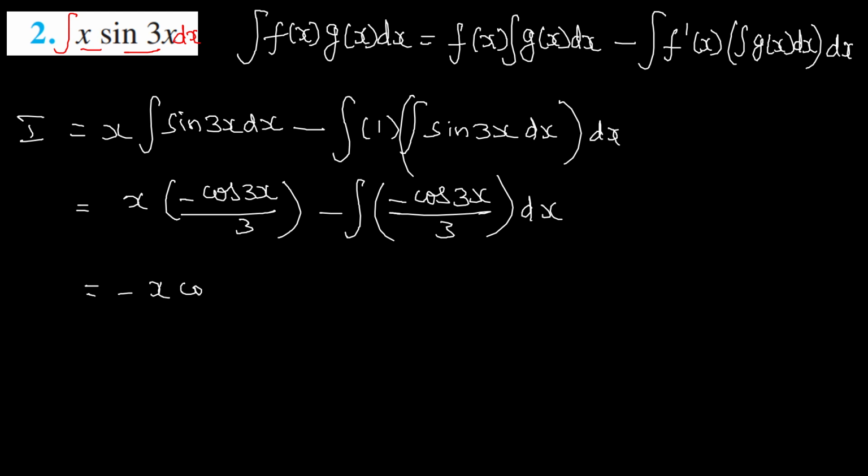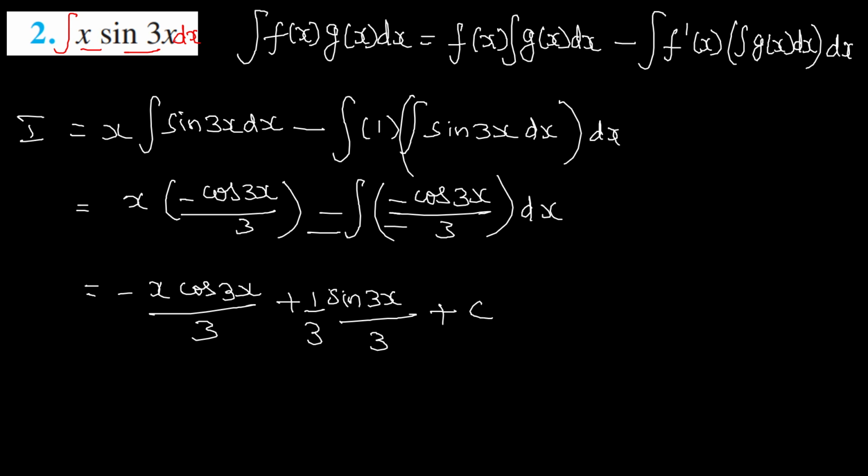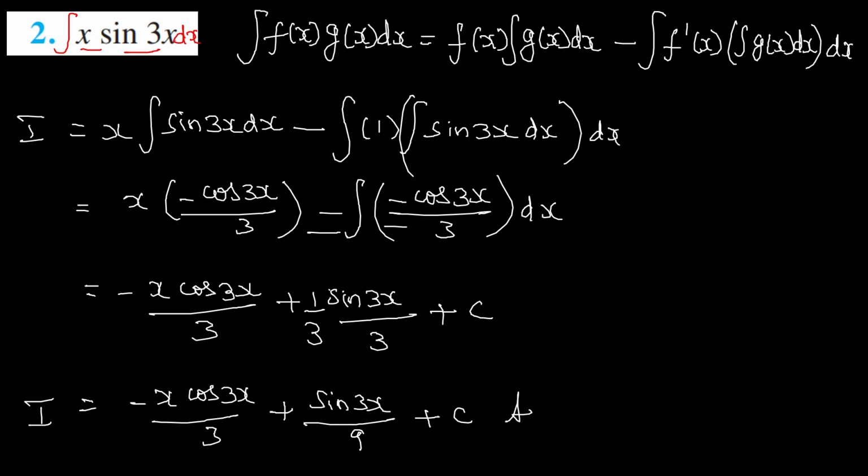So minus x cos 3x by 3, minus into minus, plus integration of cos x dx is sin x. So here we get sin 3x. Already we have 1 by 3, for 3x it is 1 by 3, plus constant. So minus x cos 3x by 3 plus sin 3x by 9 plus constant. This is the answer.